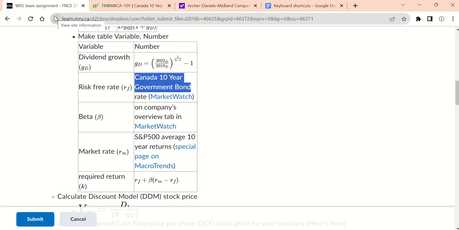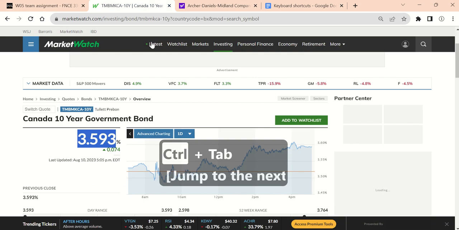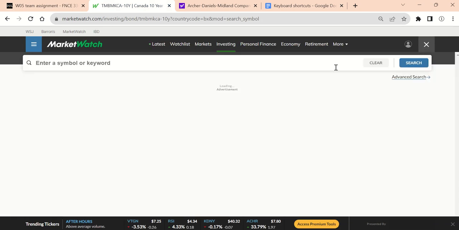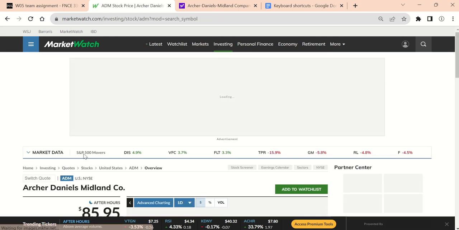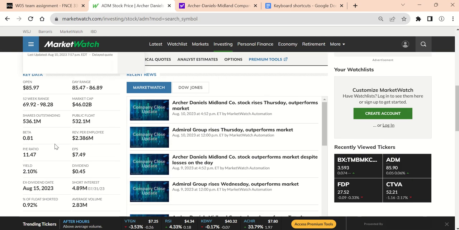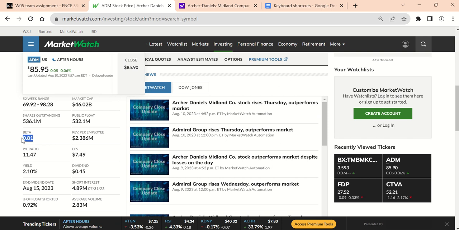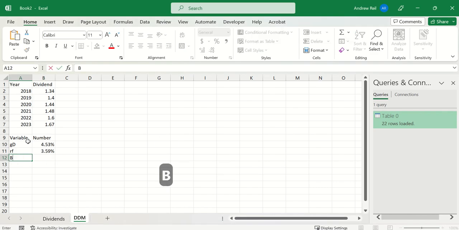is the beta. And that's on Market Watch for my company. So if I search for my company in Market Watch, DDM in my case, right on the first page, the overview page, it has the beta. My beta is 0.81. So I'm just going to put B for beta, and because I'm going to be careful not to have the formatting from that place, if there was any, I'm going to go F2. So now I'm going into the cell and Control V and then enter.